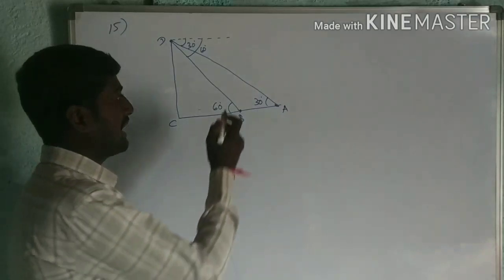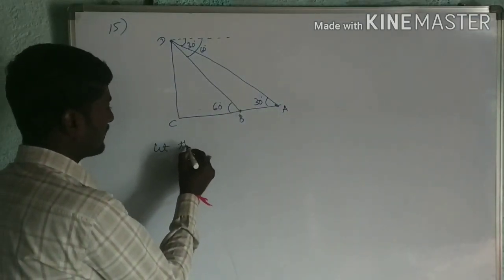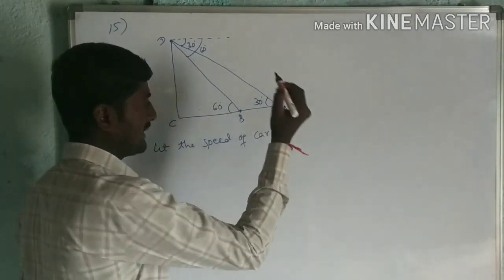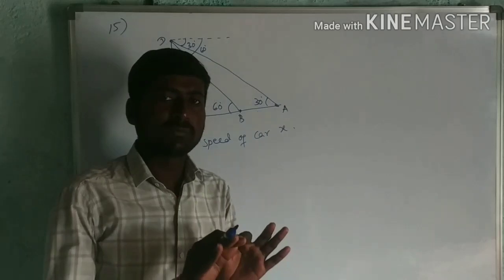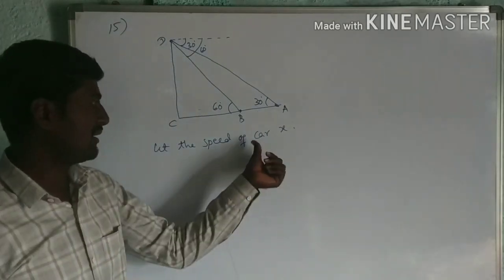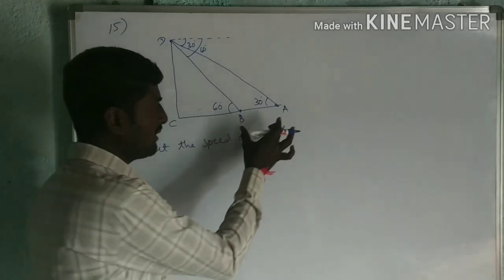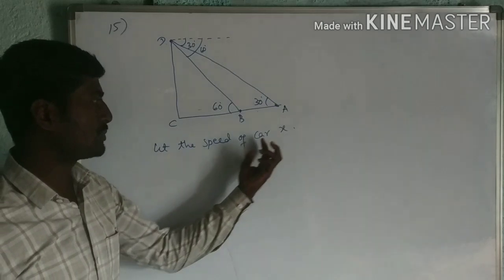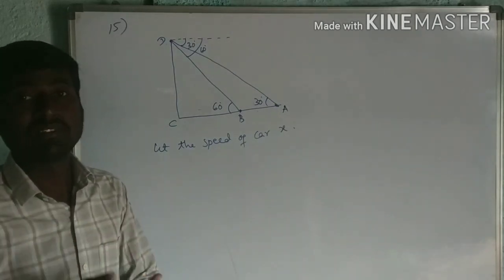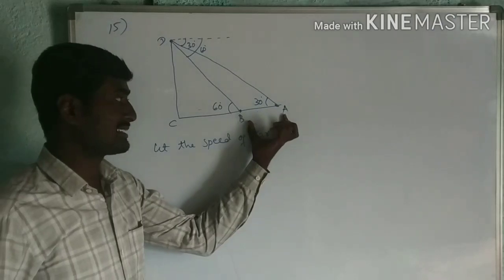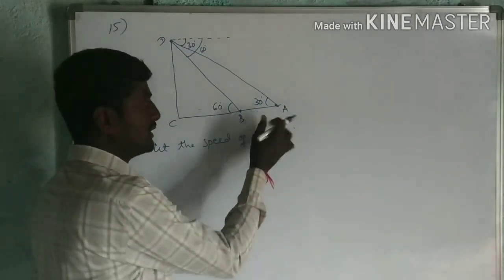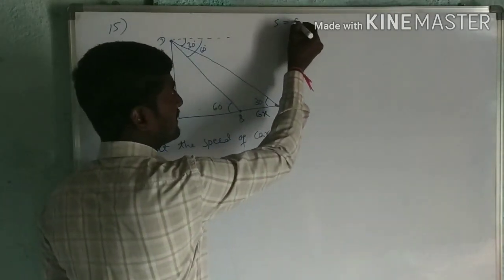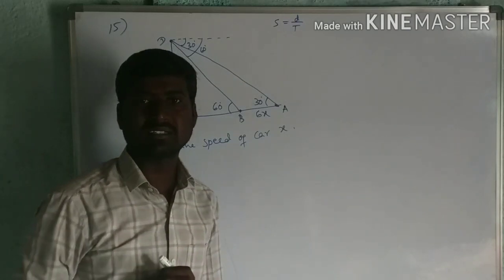Now for distance and speed, let the speed of the car be x. They said that the speed of the car is uniform, so I will take that uniform speed as x. Then what is the distance covered by the car in 6 seconds? That is AB. I can write this as 6x, because speed is nothing but distance divided by time.